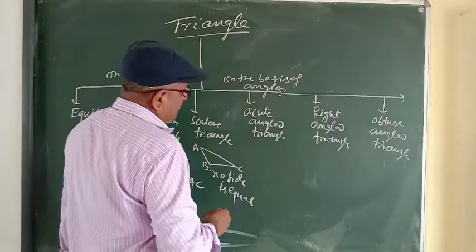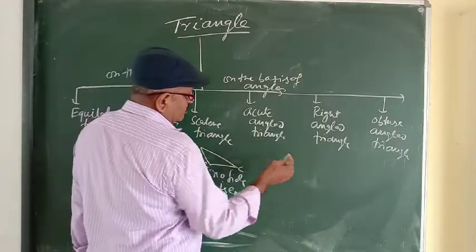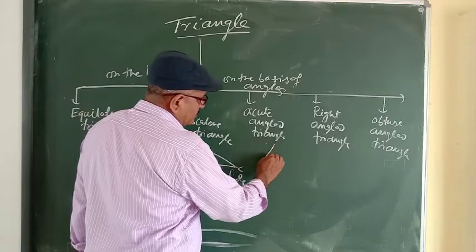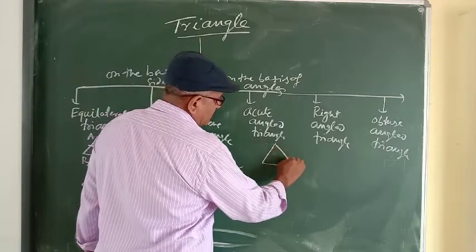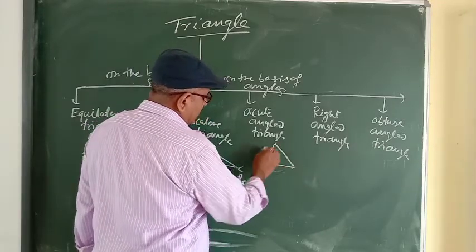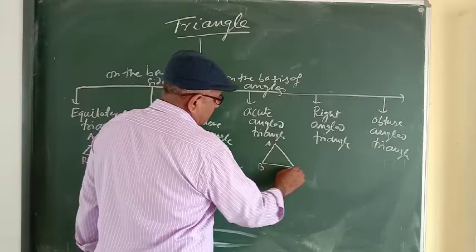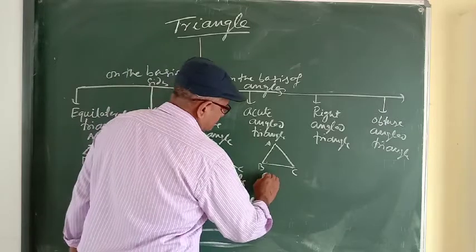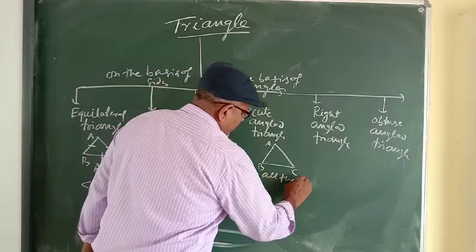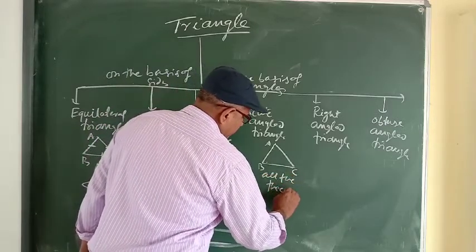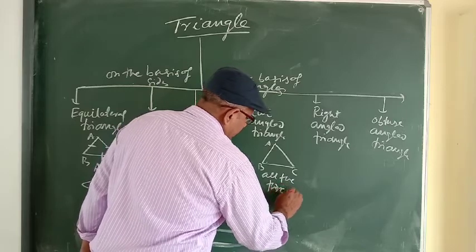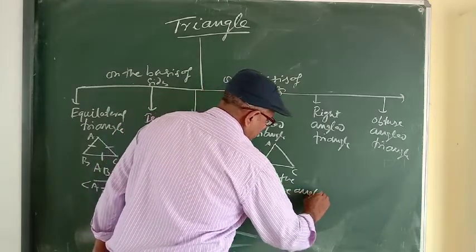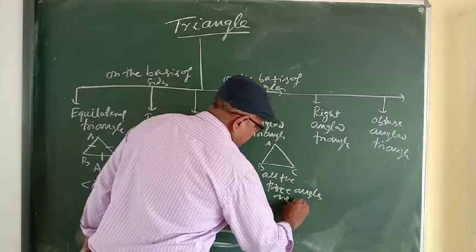So what is an acute angle triangle? A triangle whose each interior angle is acute. Acute means less than 90 degrees, between 0 and 90. So A, B, C, all the three angles are acute.